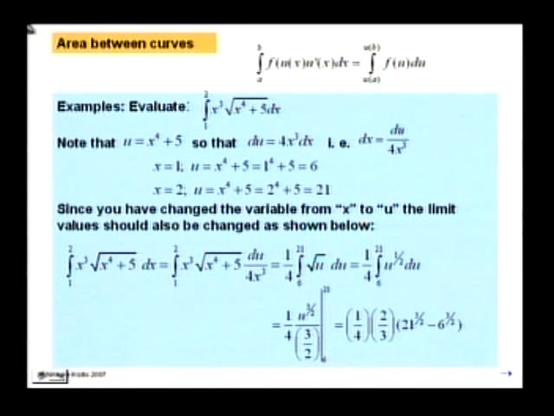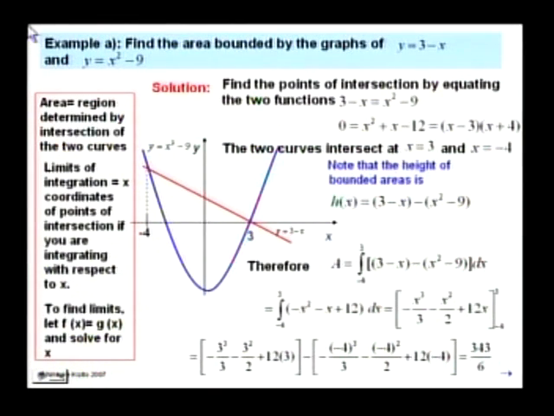But let's go back to our area under the curves. Now, the question would be: find the area under the curve bounded by y equals 3 minus x and y equals x squared minus 9. If you can, take time and draw the graph briefly so that you can know which graph is on top and which graph is at the bottom. Usually most of you just guess, and if you're lucky you guess right, but sometimes you guess wrong.